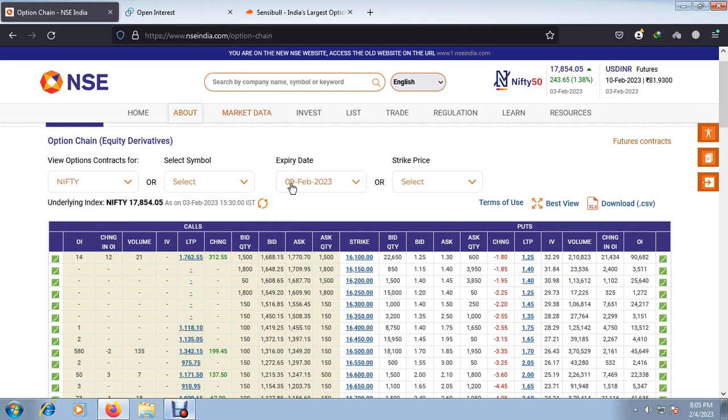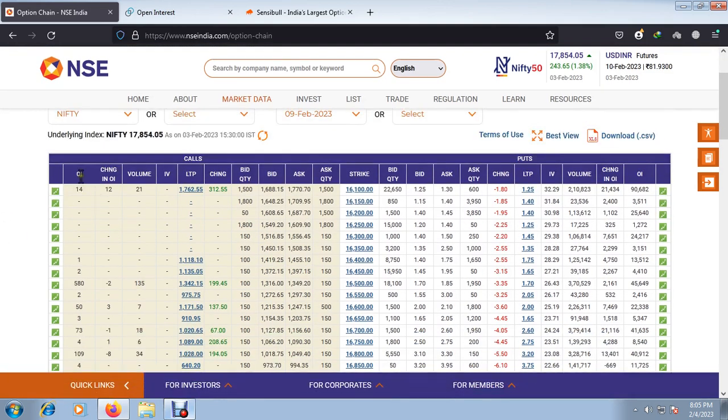The date is given here, 9th February. We can see the option chain of various dates, like the current expiry, upcoming weeks, and the monthly expiry. The main thing in this option chain is the open interest, the change in open interest, and the volume, and IV also we need to see. Basically the main thing is change in open interest, which shows the intraday activity, what is going on.